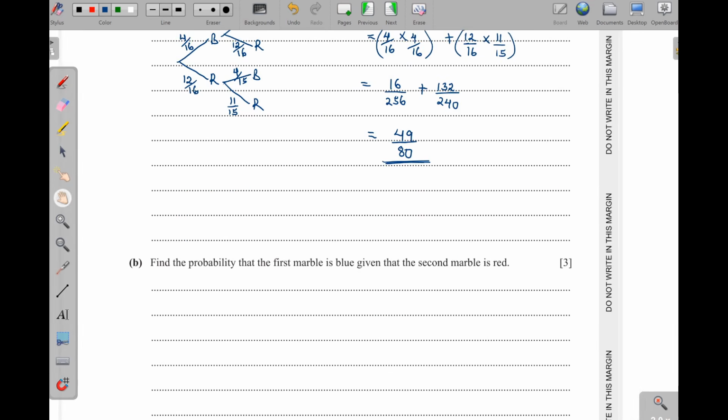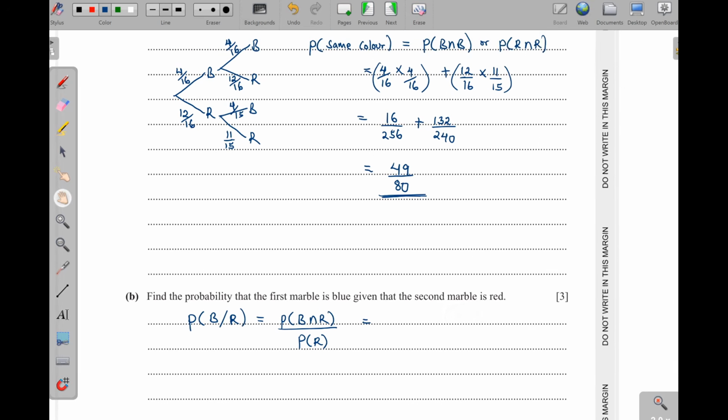And then part B, find the probability that the first marble is blue given that the second marble is red. The first marble is blue given that the second marble is what? Red. That means we are going to have the probability of blue intersection red, then out of the probability of getting a red. Now, here we are going to have the probability of getting red, given that the second marble is red. We have blue and then red.